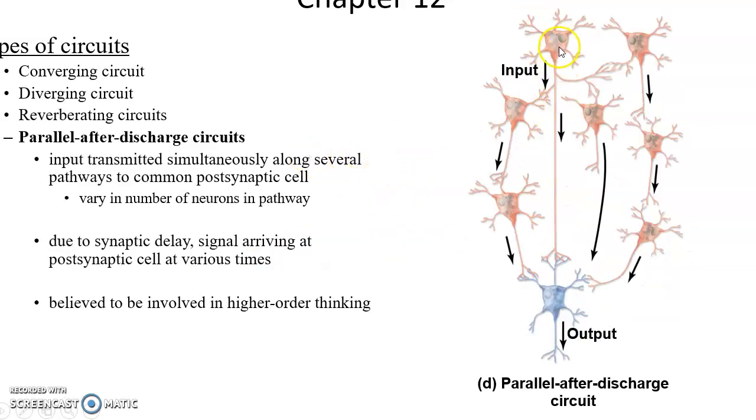Parallel circuits, where basically you've got the information traveling through different collections of neurons, some going from one neuron to the next neuron to the next neuron to the final output, some going straight from the input to the output, and so on. This allows for the signals to arrive delayed from each other so that there's different timing to the stimulation of the output from similar inputs. And this is thought to be involved in higher order thinking.